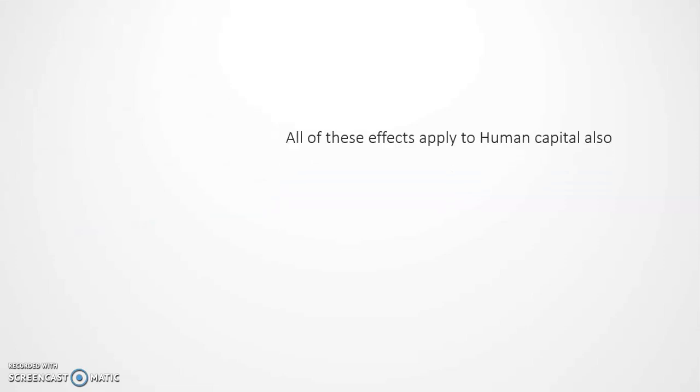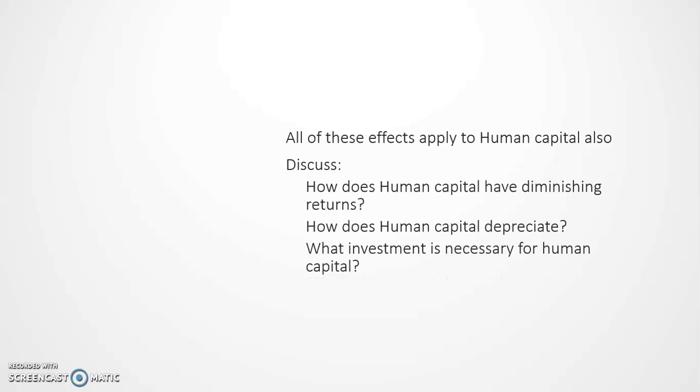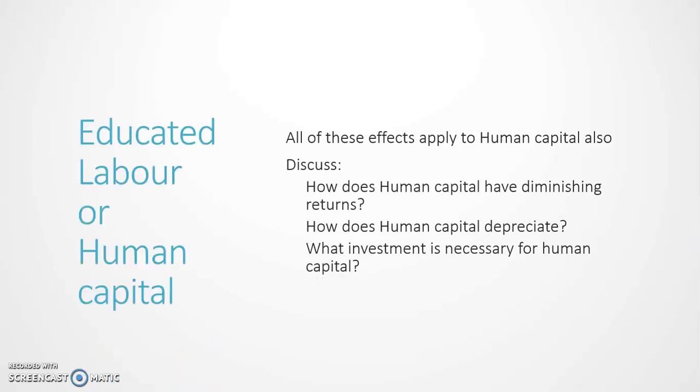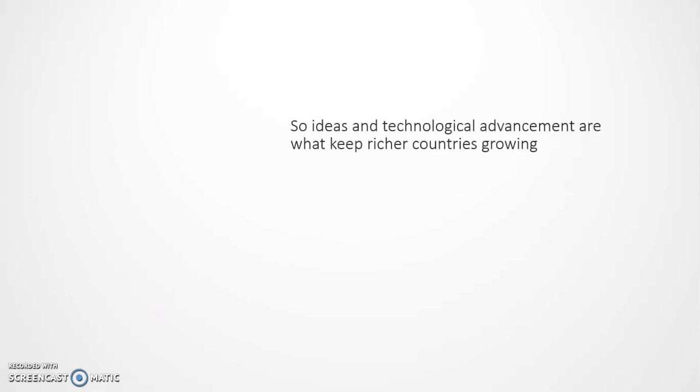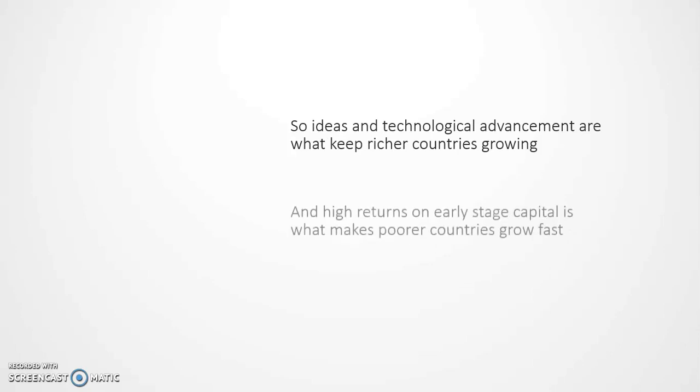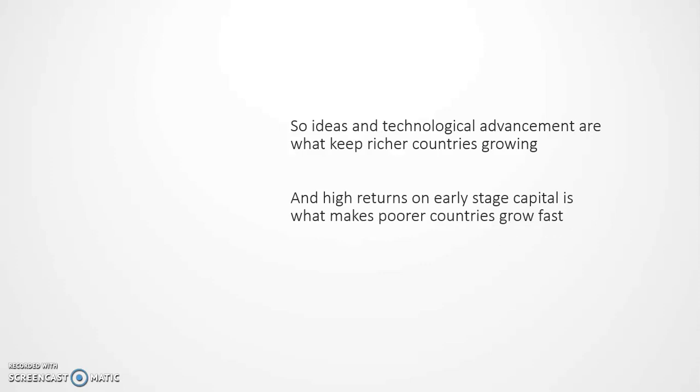Now, the next part is that all of these effects apply to human capital also. Let's discuss this. How does human capital have diminishing returns? How does human capital depreciate, and what investment is necessary for human capital? This heading is called educated labour or human capital. Ideas and technological advancements are what keep richer countries growing, and high returns on early stage capital is what makes poor countries grow fast.